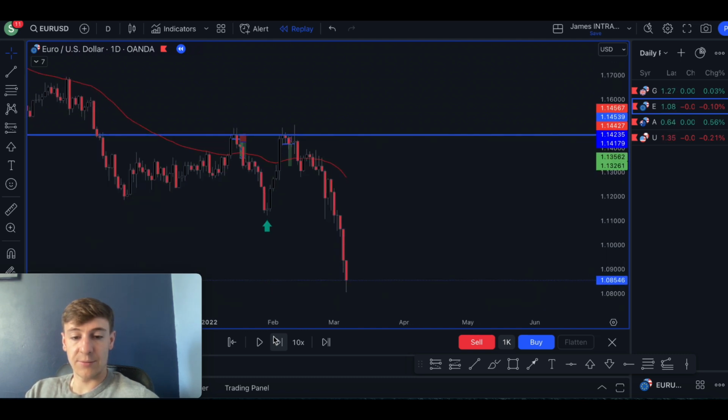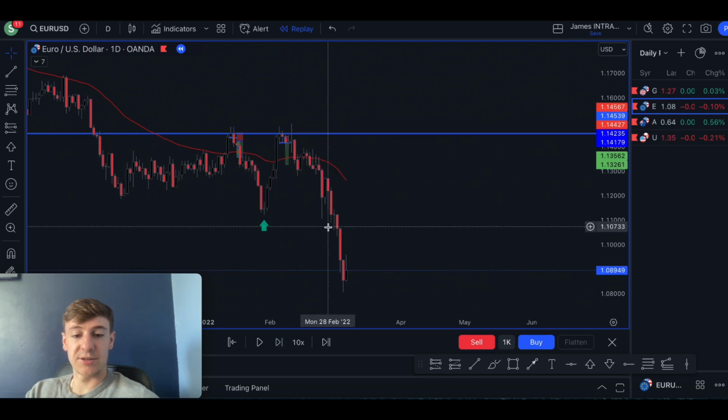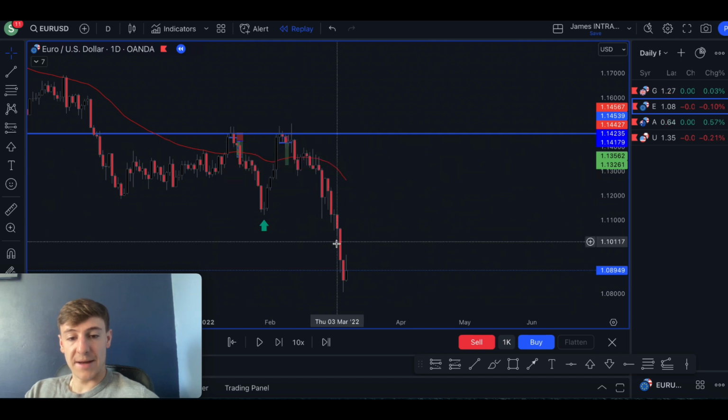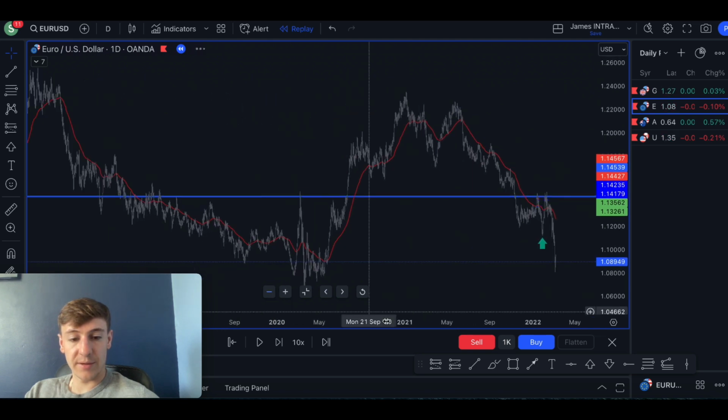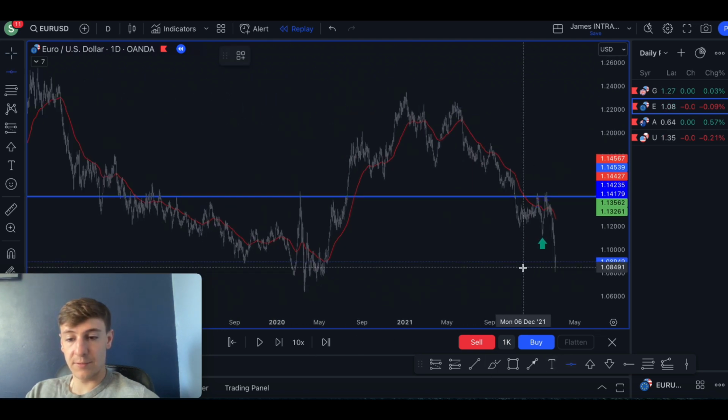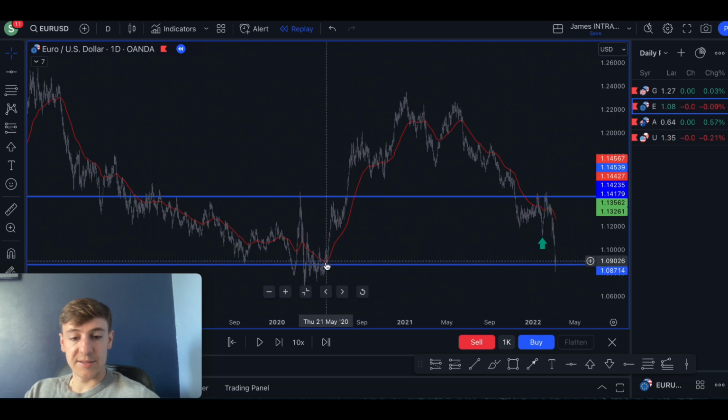Something like this. Now we're, okay, this is very overextended, as you can see. So this is a textbook setup. We're overextended massively from the 50 EMA. We've come back to a level. Are we at a resistance or support level? So yeah, we are at these lows which it bounced from before. It's quite a nice area.